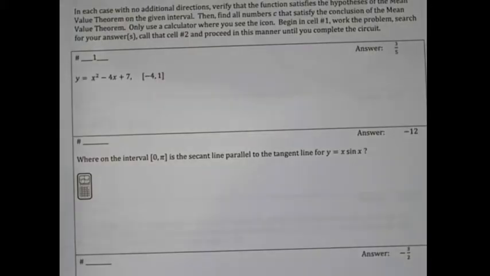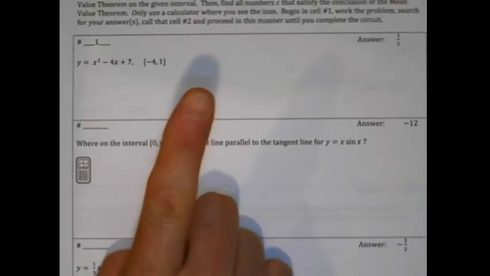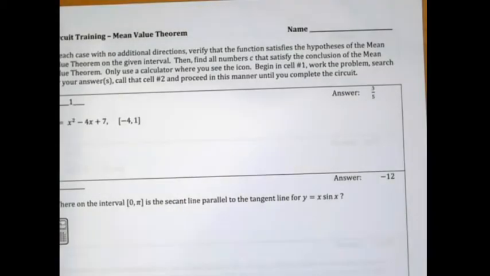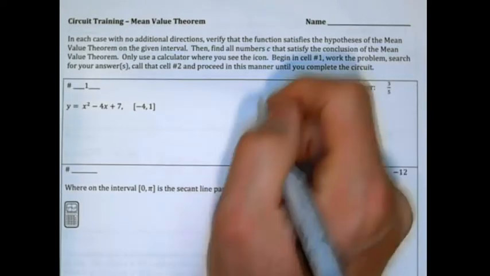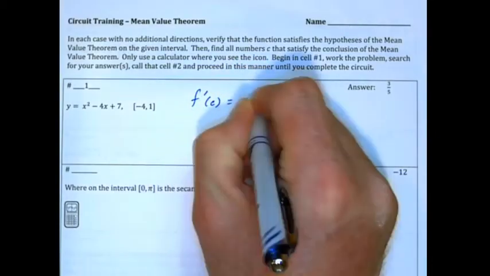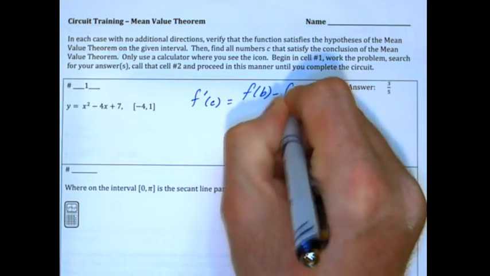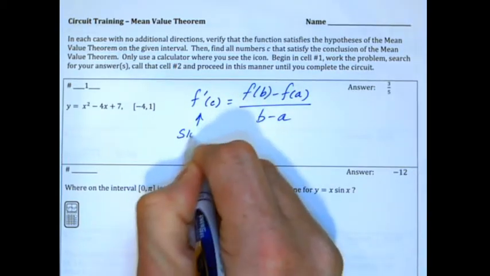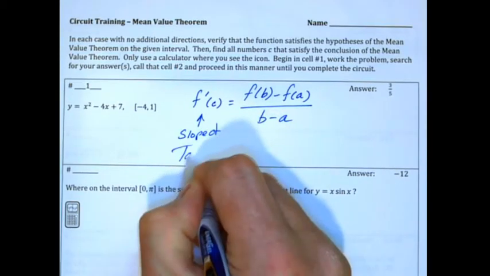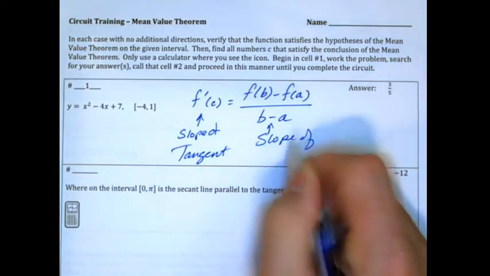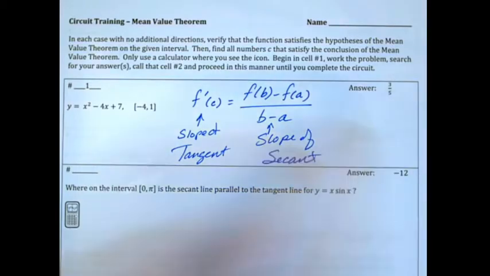The first problem I wanted to look at was the interval with the line tangent. Once again, on all of these, generally speaking, if you're not using your calculator, you're looking for the derivative at c equaling the average value. This is the slope of the tangent. This is the slope of the secant. I want the slope of the tangent to be equal to the slope of the secant.